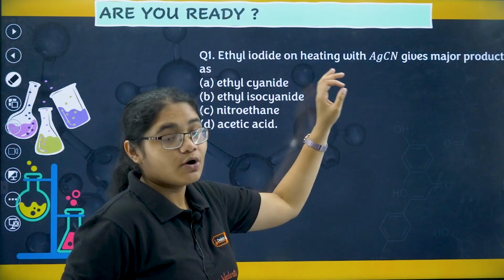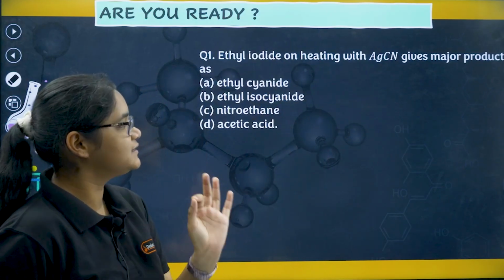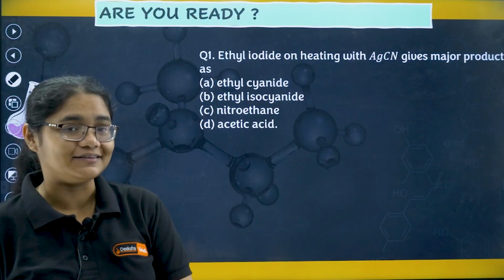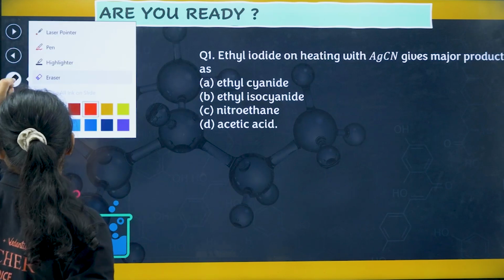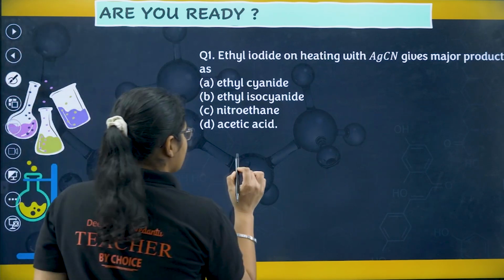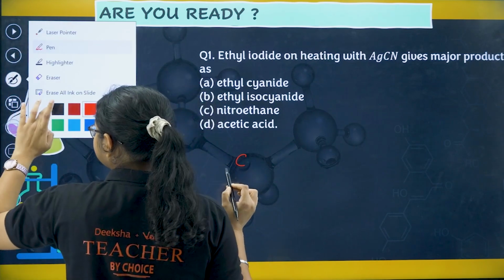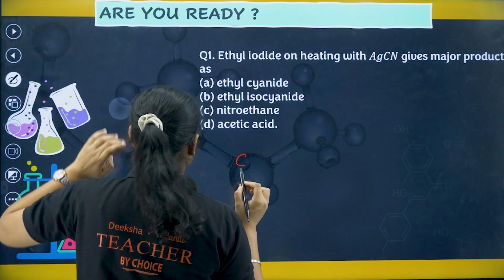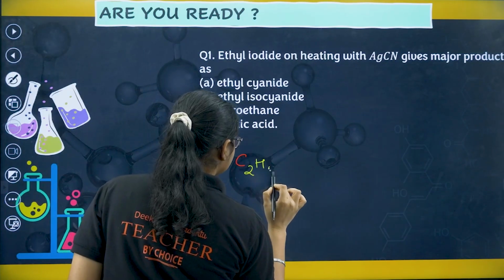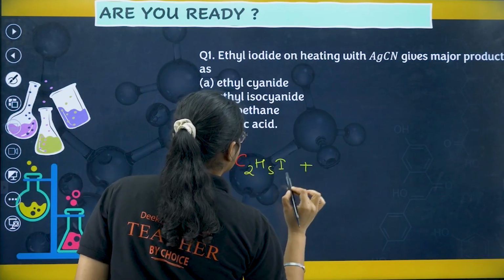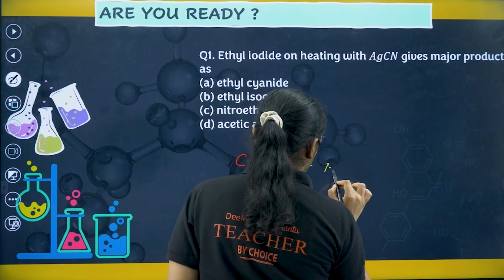Ethyl iodide on heating with AgCN gives the major product as. So I told you AgCN is very, very important. You must remember. So I have ethyl iodide. I'll take yellow color here. Ethyl iodide. Okay, it is reacting with what? AgCN.